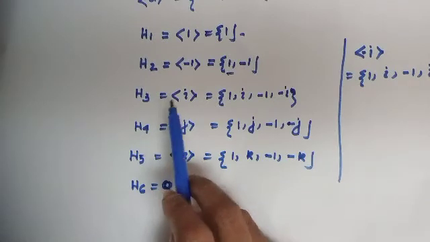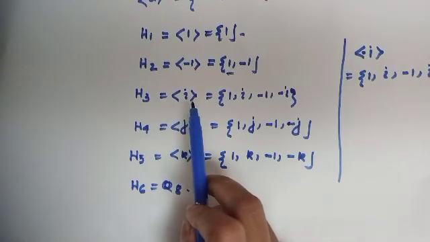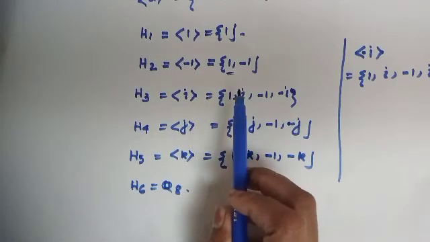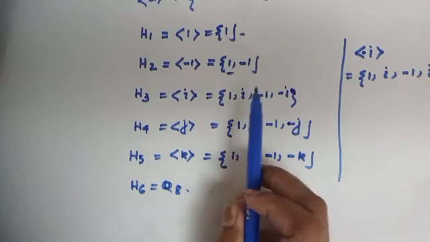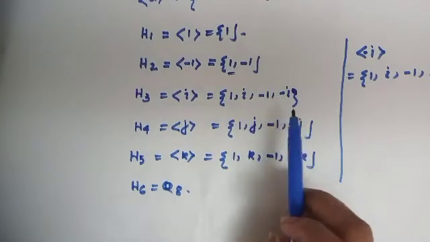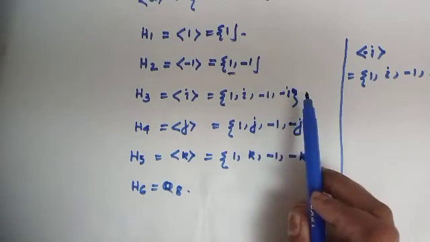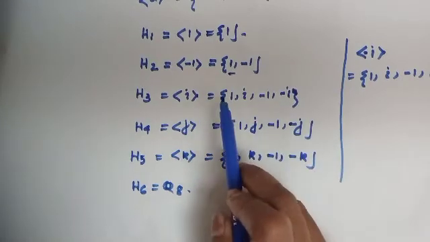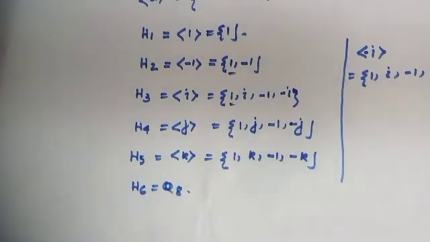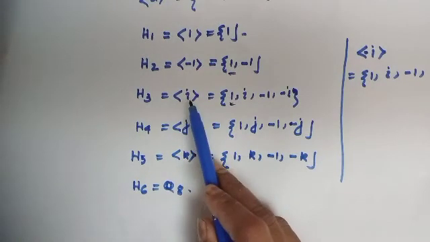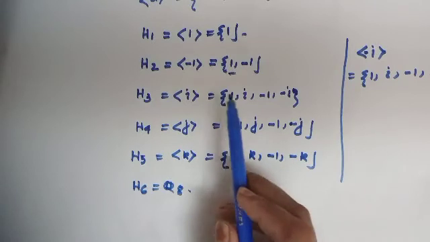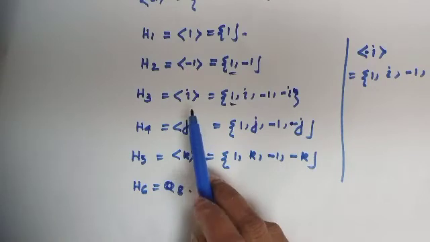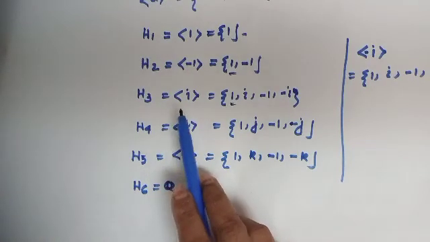The other subgroup is the cyclic subgroup generated by i. We all know i to the power 0 equals 1, i to the power 1 equals i, i squared equals minus 1 and i cubed equals minus i. And i to the power 4 equals 1, which gets back to the identity element. So this cyclic subgroup only contains these 4 elements. So H3 has order 4.